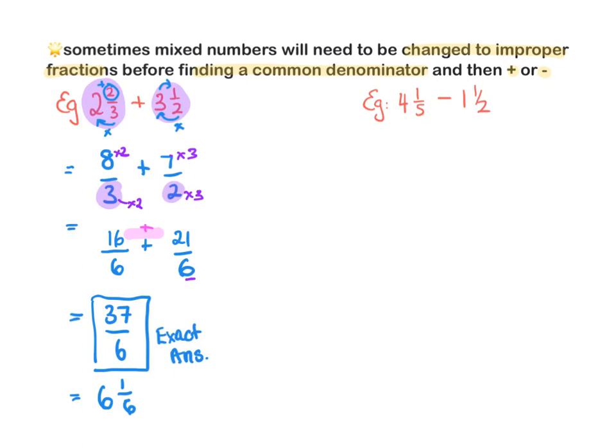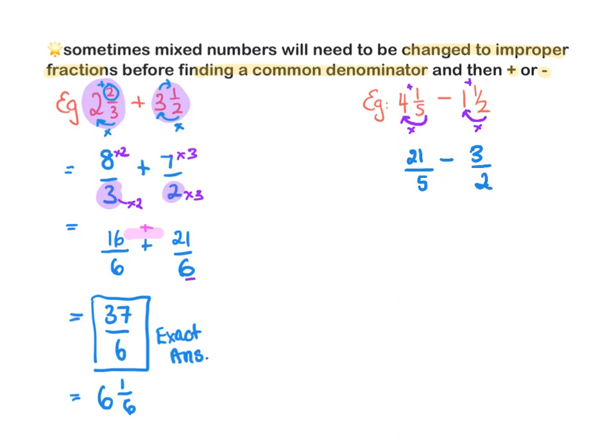So we're going to change first the mixed number to an improper fraction. We're going to go 5 times 4 and then add the 1. So we end up with 21 over 5. Then we do it to the next one. We're going to go 2 times 1 and plus that 1. So we end up with 3 over 2.